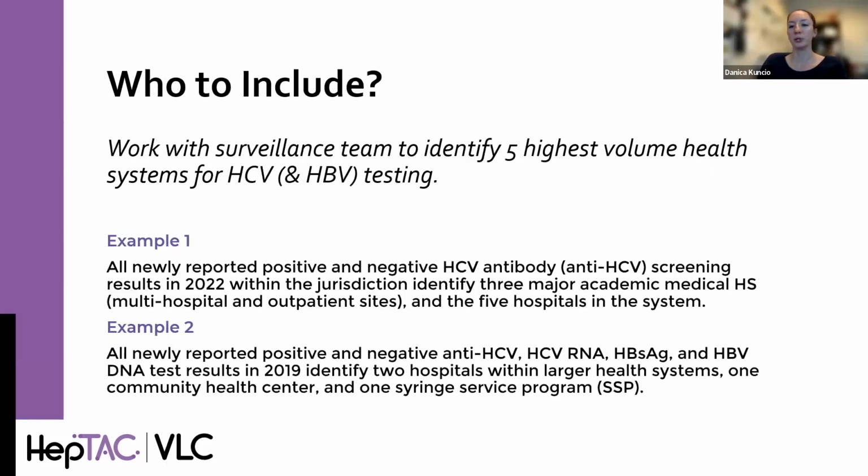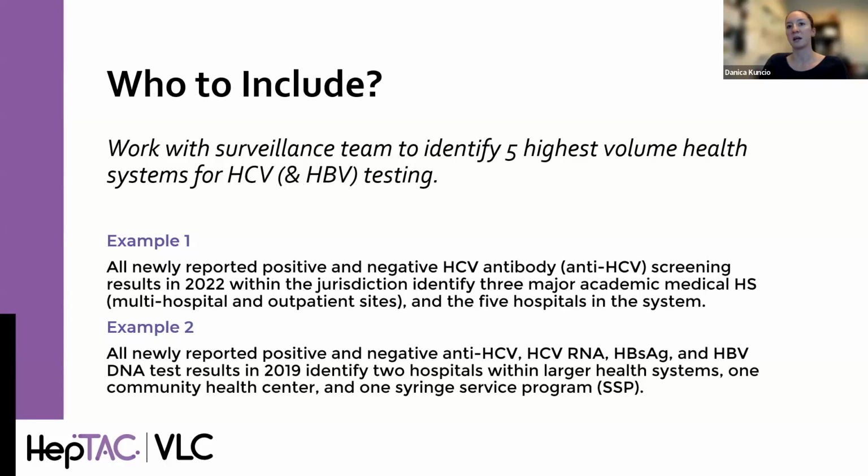So who to include? It's really important to collaborate with your surveillance team to do this work. We have to, according to the grant, identify the 5 highest volume health systems for hepatitis C and/or B testing. There are different resources everywhere. I think that's the biggest thing that we and CDC acknowledge coming into this health system assessment: everybody has a different level of resources, whether it's surveillance data or prevention resources to do any of this work. So there are going to be different approaches in every jurisdiction.